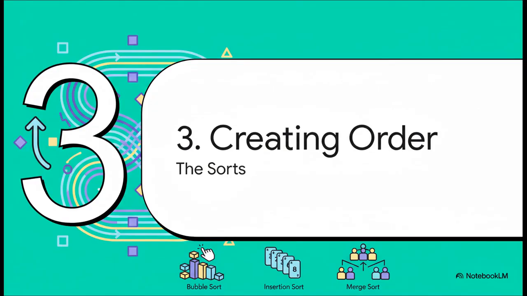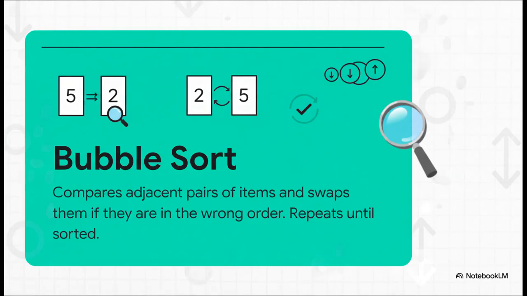Which leads us perfectly to our next question. If a binary search is so great but needs a sorted list, how do we get a sorted list in the first place? Well, that's where our sorting algorithms come in, and you need to know 3 of them. First up, we have bubble sort. It's one of the simplest to get your head around.